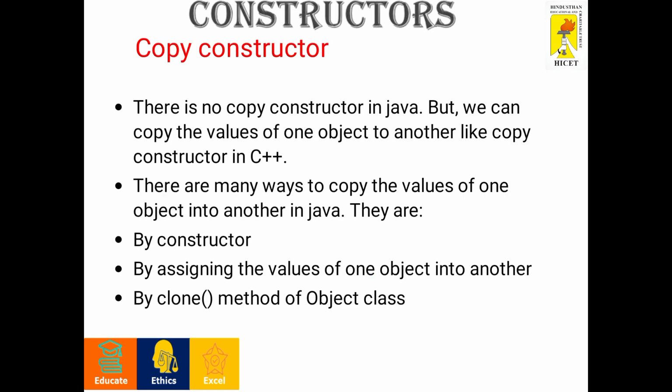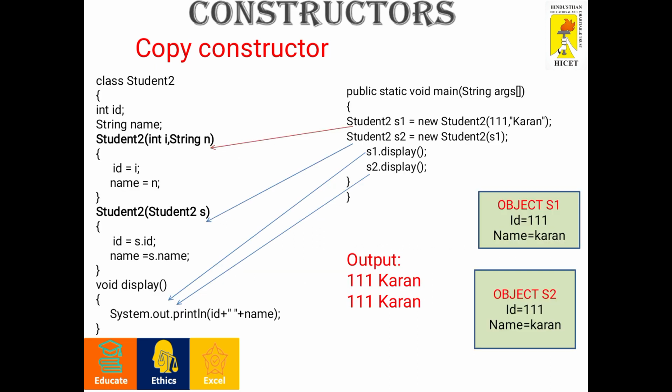Next, the copy constructor. There is no copy constructor in Java, but we can copy the values of one object to another, like a copy constructor in C++. In Java, there are many ways to copy the values of one object into another object. There are three ways. The first one is by using the constructor. Second is by assigning the values of one object to another. And the third one is the clone method of the Object class.